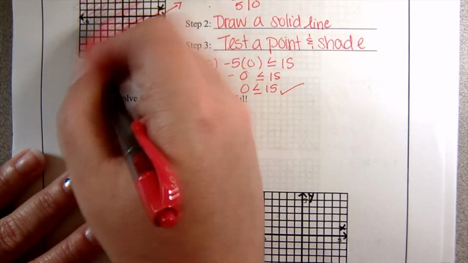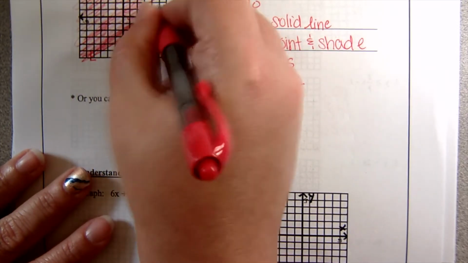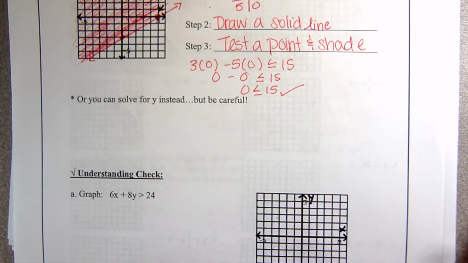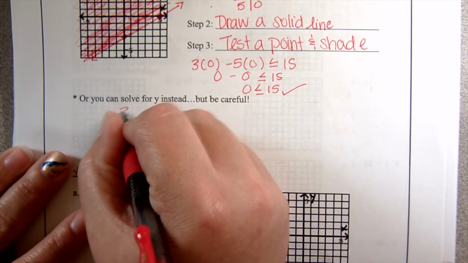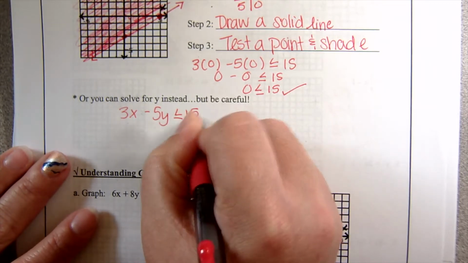So I shade that side of the equation. So notice we cannot use the inequality sign to determine if I shade above or below. You have to actually figure it out. Or you can solve for y, get it into slope-intercept form yourself. But there's an issue with doing this, and let's look at what the issue is. So if you'd rather do this method, you can.